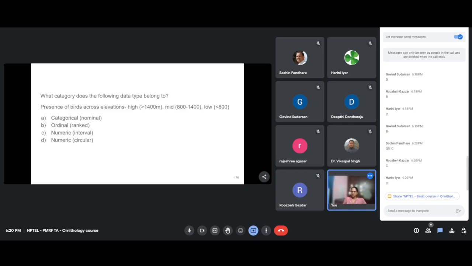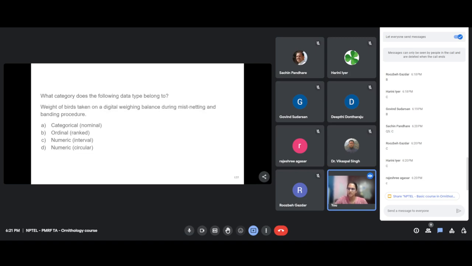Okay, B, C, C. Any other guesses? Okay, so here it's actually B that is the correct answer. It is not C, because we'll discuss.